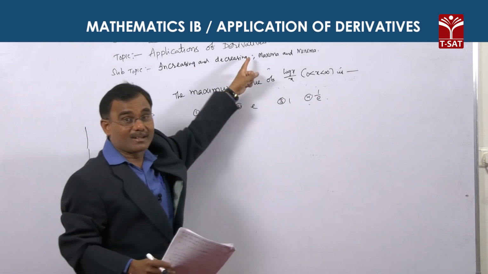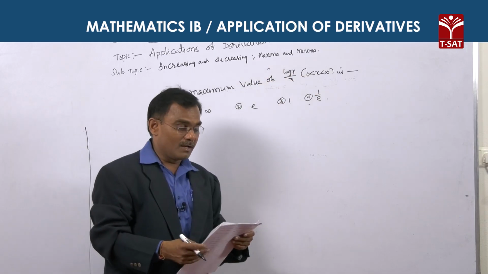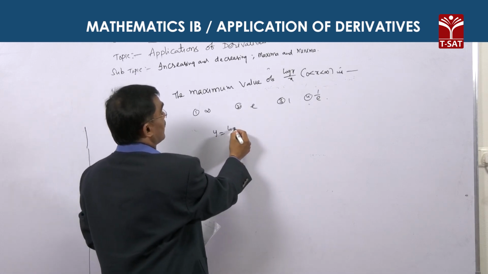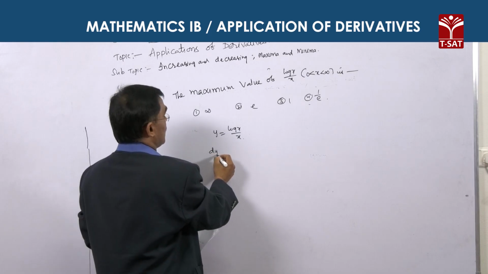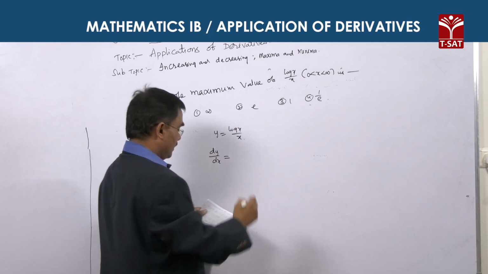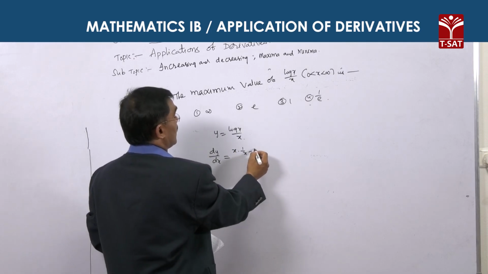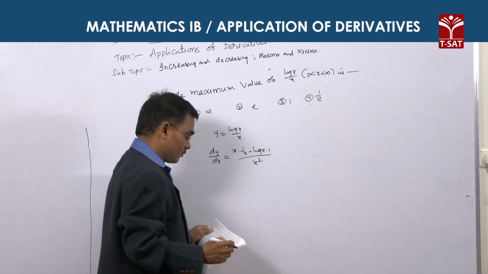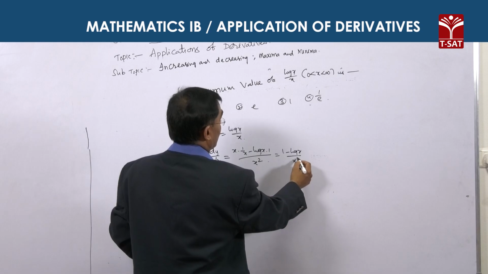log x by x. Here the logarithm is defined only for positive values. So what is the maximum value of this? The given function is y is equal to log x by x. First we find dy by dx. Using the u by v rule, x into 1 by x minus log x into the differentiation of x, 1, by x square, which is nothing but 1 minus log x by x square.